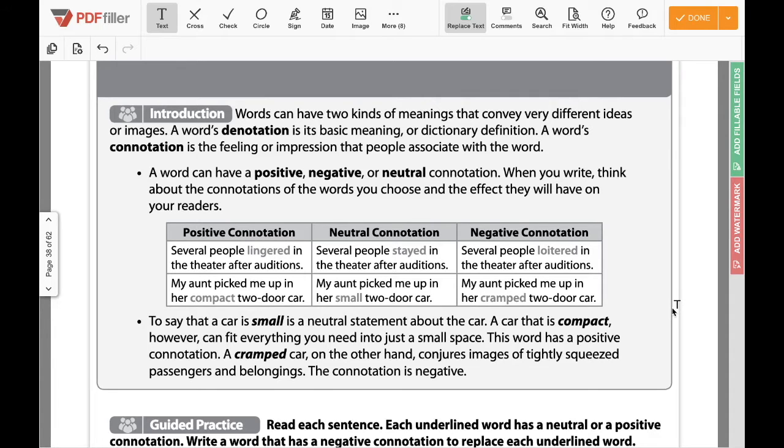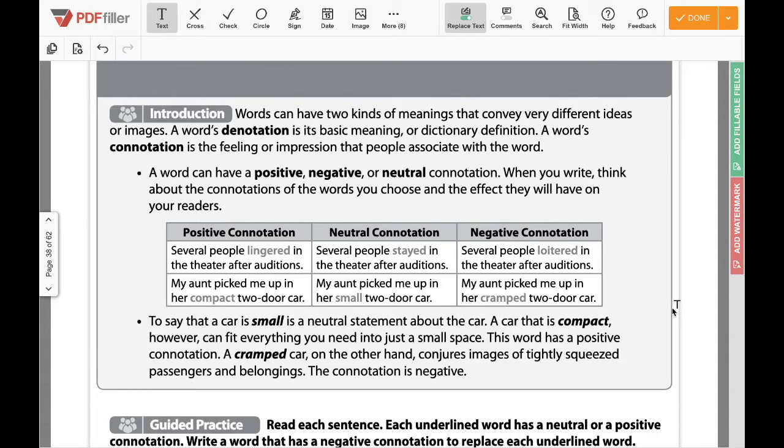Now the neutral connotation would be if you said several people stayed in the theaters after auditions, or my aunt picked me up in her small two-door car. Small, just telling us the size. It's not saying that it's bad. It's not saying that it's good. It's just saying the size. Stayed, again, doesn't say that they stayed too long. Doesn't say that they didn't stay long enough. It just says that they stayed.